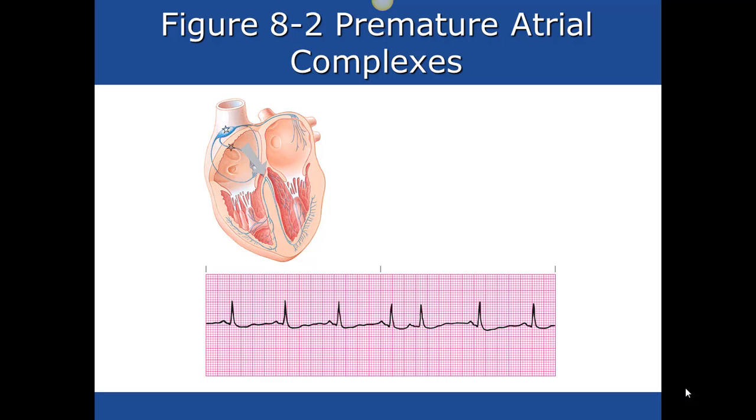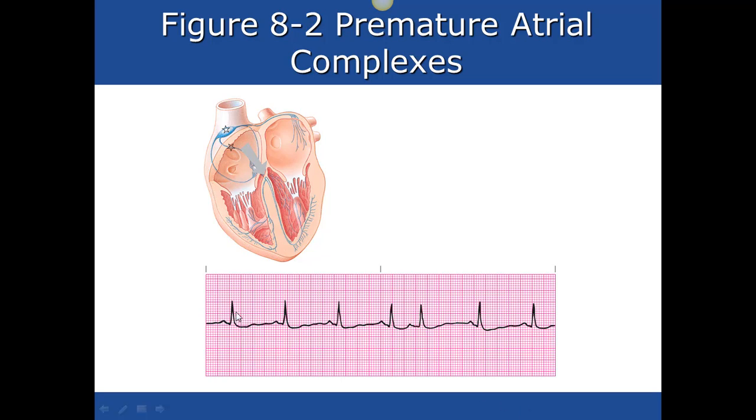So let's take a look at this premature atrial complex and let's decipher it. If you look, the rate is 70. The rhythm is irregular, as we can see. There are P waves, and they are present, upright, and rounded. The PR interval is 0.16 seconds in length, and the QRS complexes are 0.06 seconds in width.